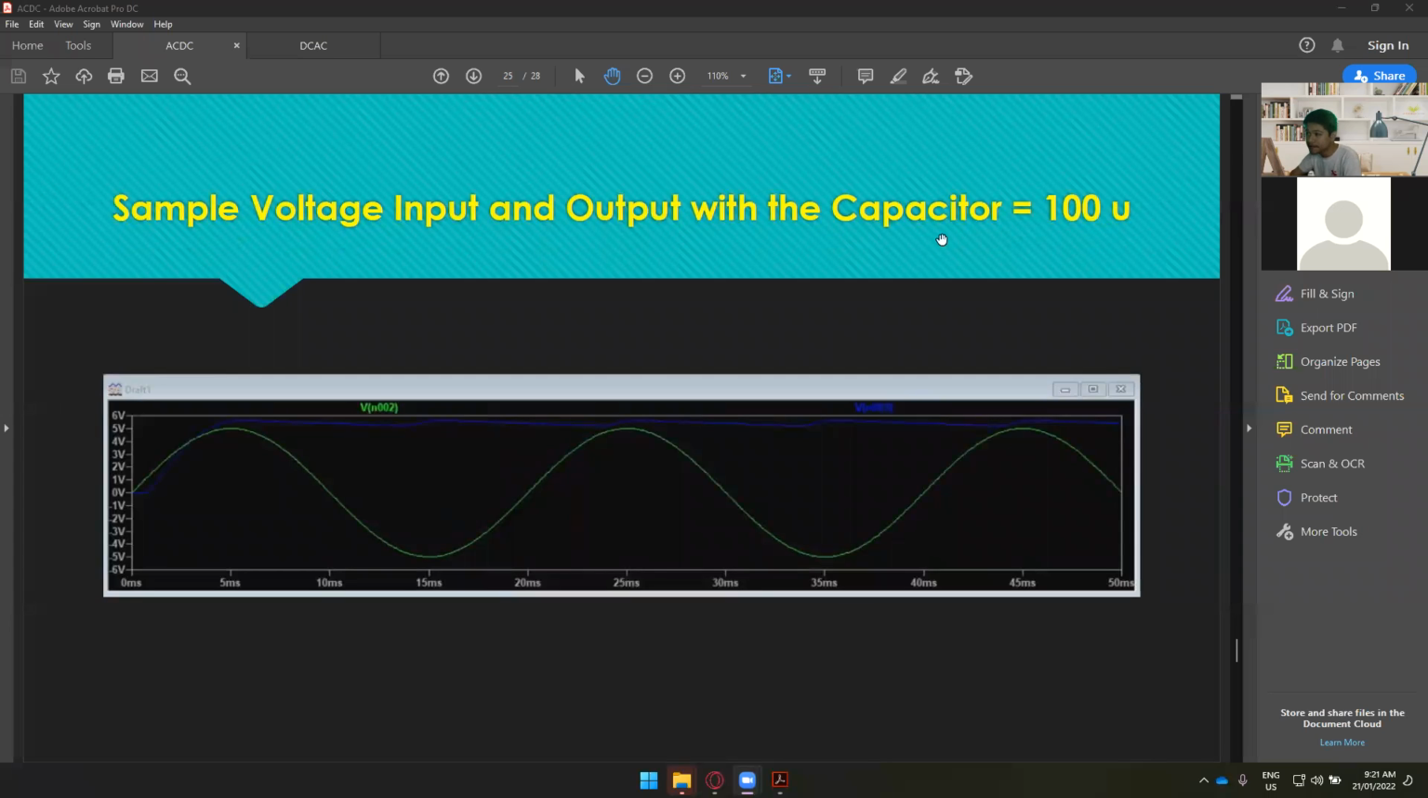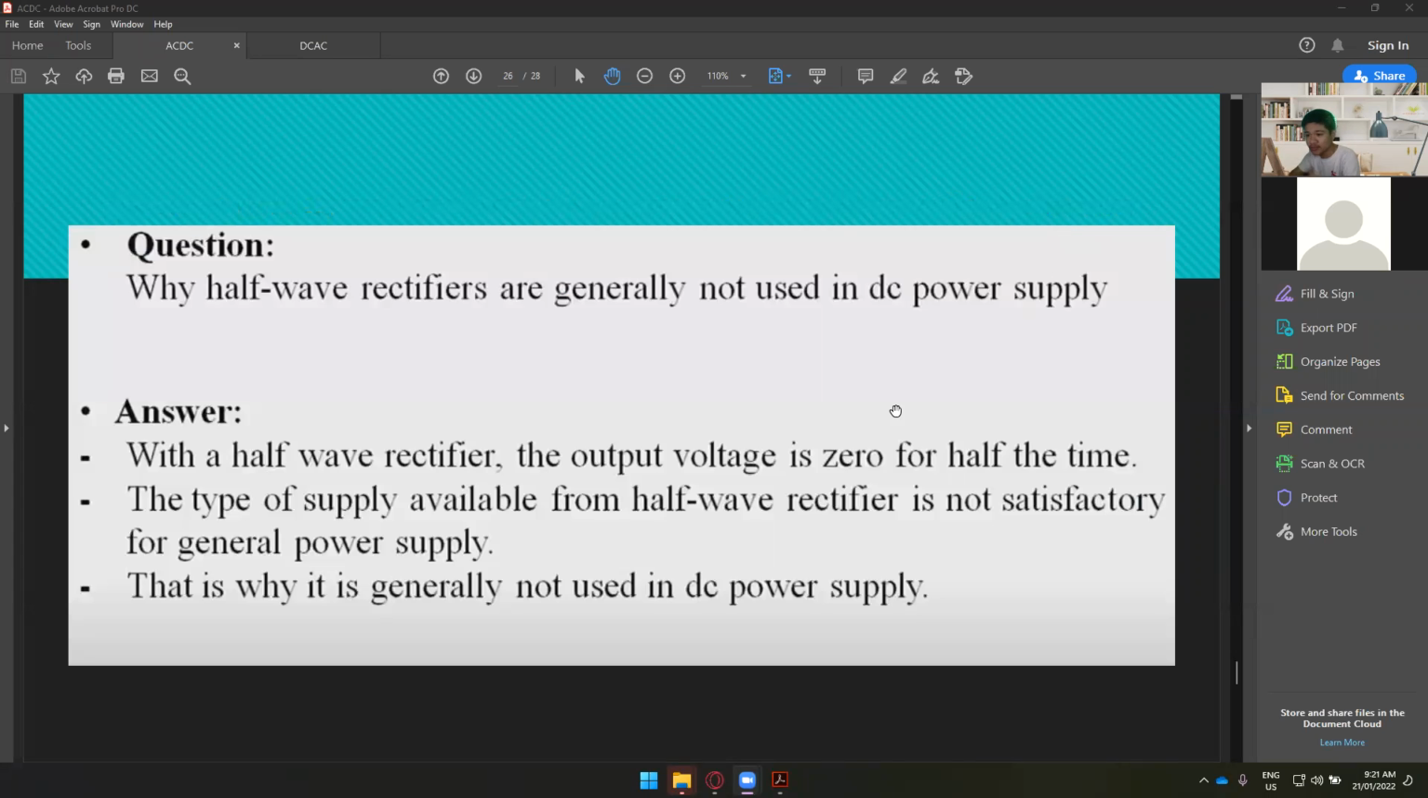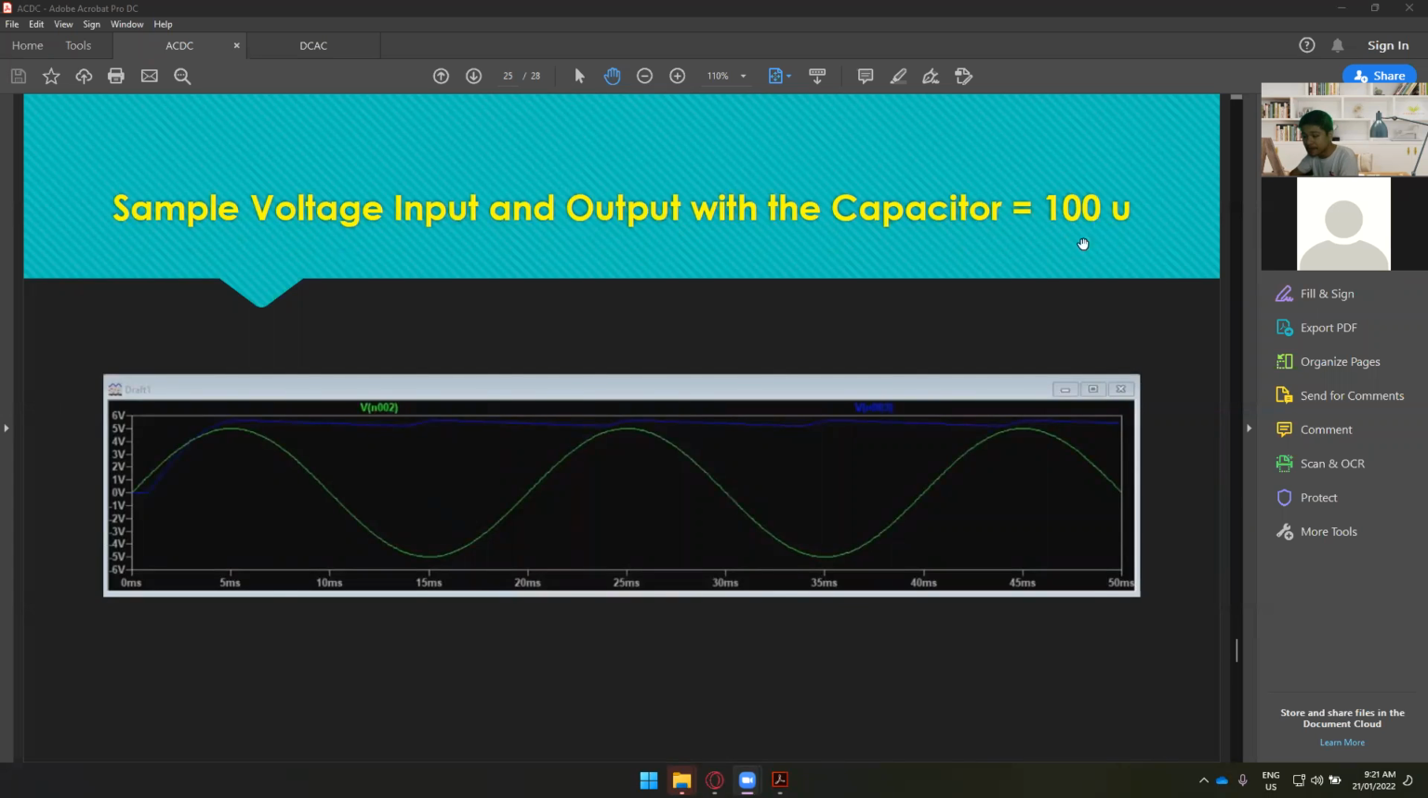And then if we change the value of the capacitor to 100 microfarad, then we can have an output of, let's say, 6 to 5.5 volts. So it's now almost a straight line. This one is already considered a pure DC output. But if you're a perfectionist, then you can change this to a higher value of capacitor.